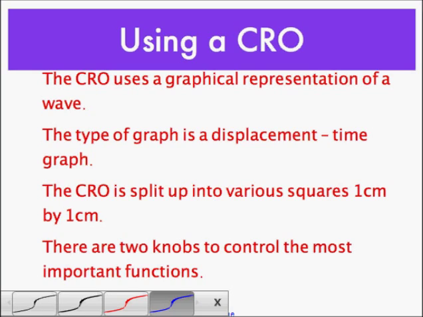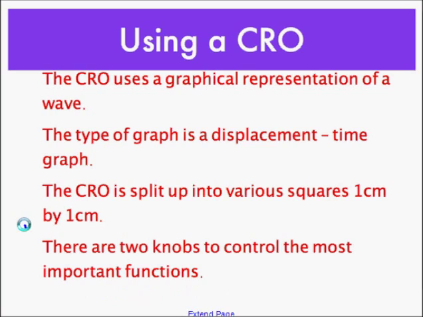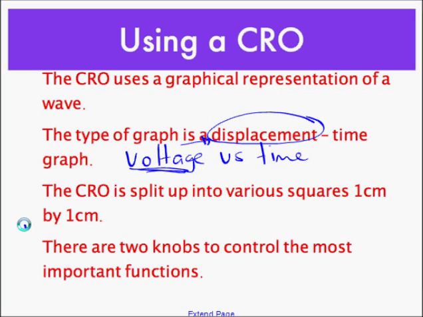waveforms on the screen. So, the CRO uses a graphical representation of a wave. The type of graph is a displacement time graph. Okay, how does it measure it? It's actually voltage versus time. Okay, and the voltage is associated with displacement. So the greater the voltage created from your microphone or your speaker or the circuit, the greater your displacement of the wave. The CRO is split up into various squares, 1 centimeter by 1 centimeter, and there are two knobs to control the most important functions, and that's what we're going to look at.